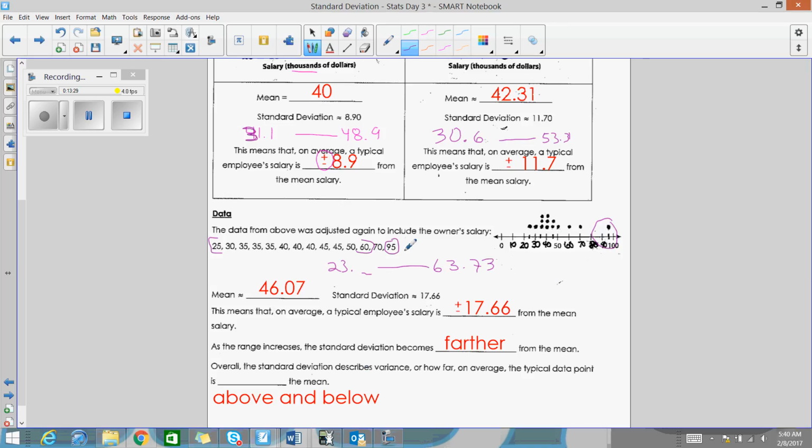So as you start adding in these outliers, either big ones or small ones, your standard deviation will either become farther and farther and spread out more and more, or it's going to shrink and not really incorporate everything.